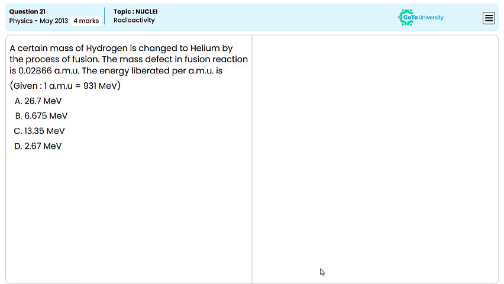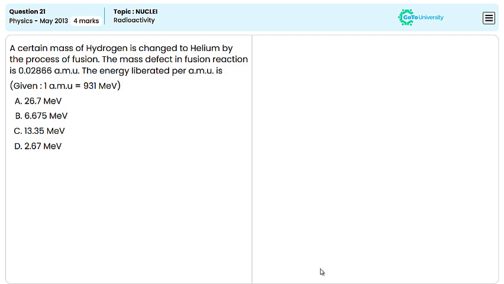A certain mass of hydrogen is changed to helium by the process of fusion. The mass defect in the fusion reaction is 0.02866 atomic mass unit. What is the energy liberated per AMU? Given 1 atomic mass unit is equal to 931 million electron volts.